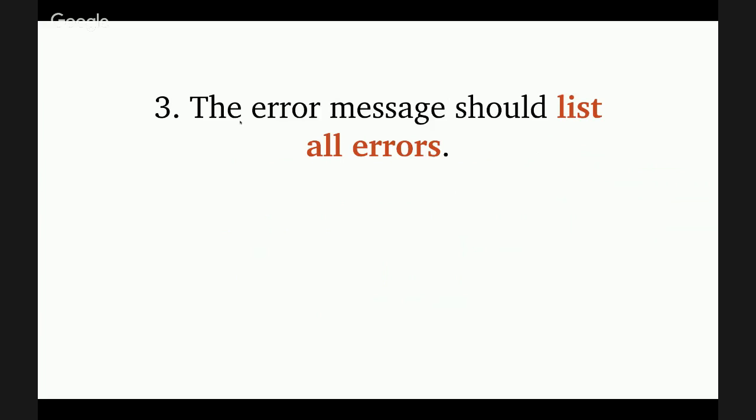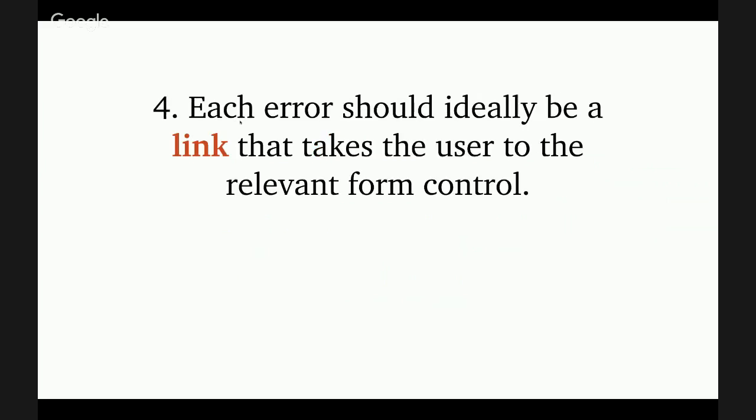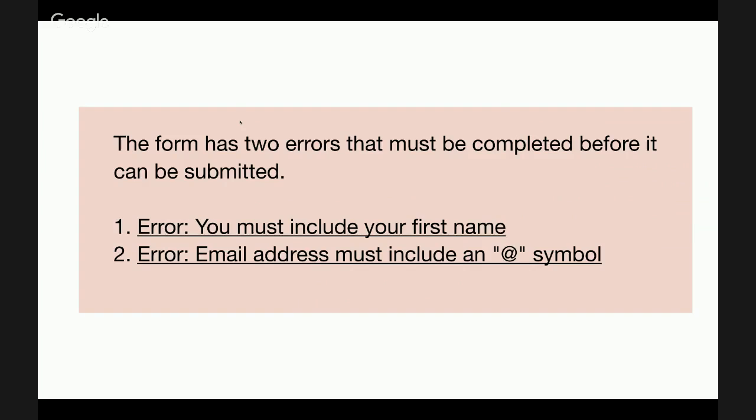The error message should list all the errors in the form so that users know what's wrong with the form. And ideally, each error message should be a link that takes users to that relevant form control. It's ugly as hell, but this is a good example of an error message. It informs the user that there are a bunch of errors, and it lists the errors for them, and they can link straight off to those errors inside the form.